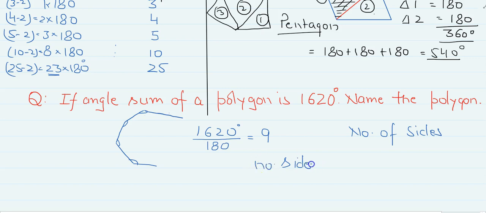So the number of sides are 9, or 9 plus 2, or 9 minus 2.